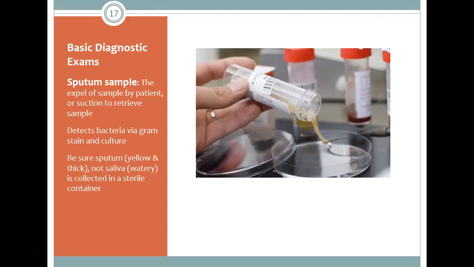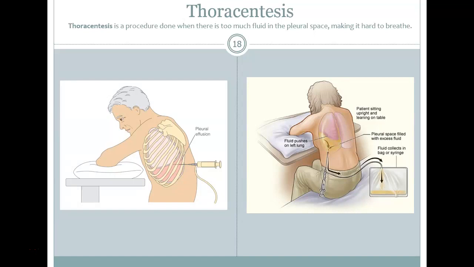Respiratory number 3. The next test we're going to look at is a thoracentesis, a procedure done when there's too much fluid in the pleural space. That fluid is competing with the lungs' ability to expand, and therefore it's really making it hard for the patient to breathe. So the physician will go in between the rib cage, stick a needle in there, and drain that pleural space of all the fluid, and then allow the space to expand.